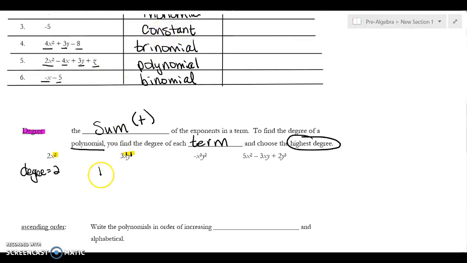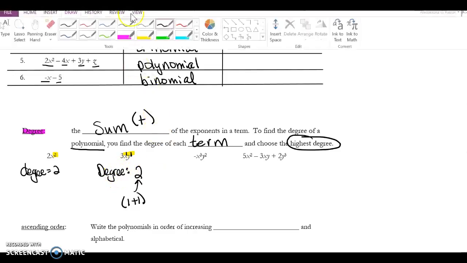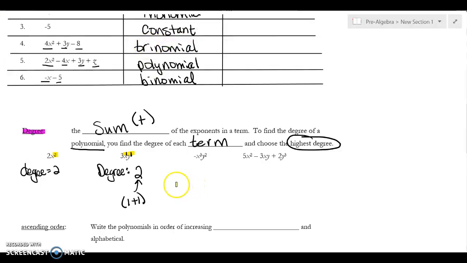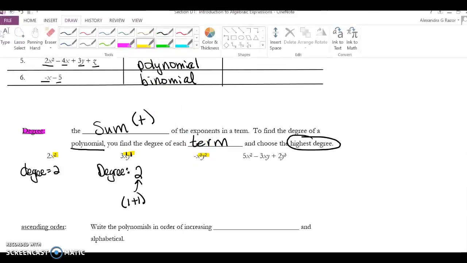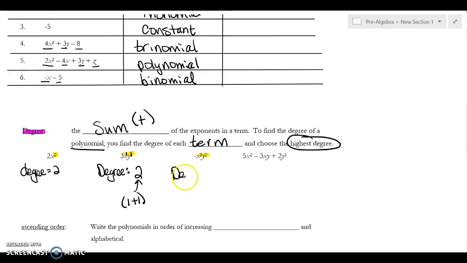And so my degree is 2, and I got that by doing 1 plus 1. I'm writing this note here so that if you go back and look at it, you remember, which is helpful. Okay, so here's another monomial. Those are my exponents. And so to find the degree, I have to add them. And so 3 plus 2 is 5.